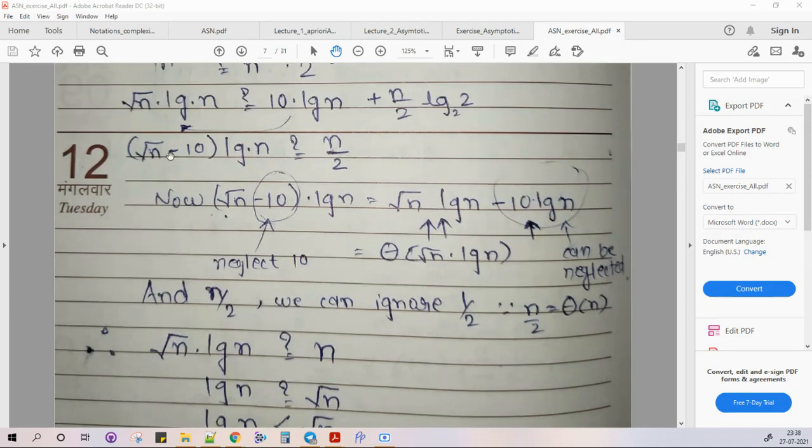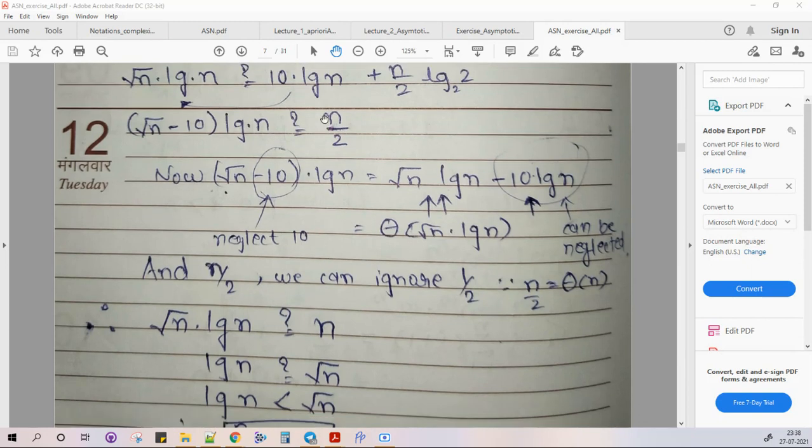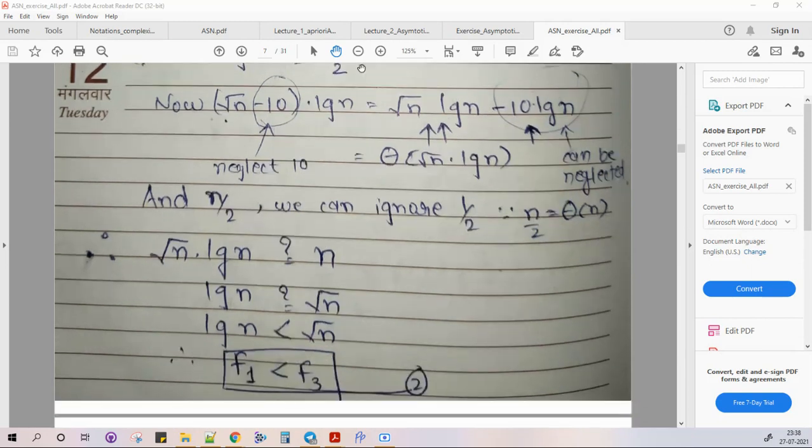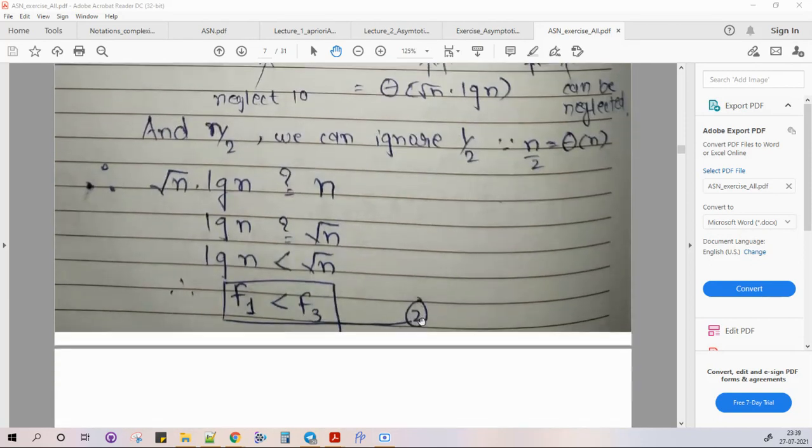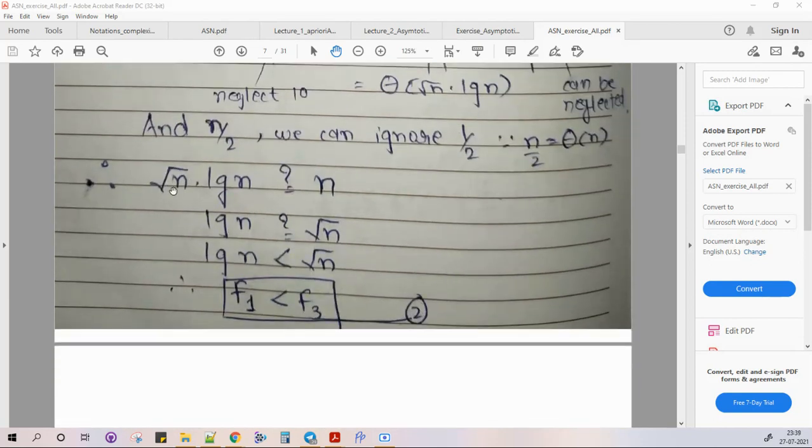So what we are basically comparing is root n log n. I can neglect this 10 and multiply root n into log n. So root n log n, and on the right hand side I am having n by 2, and this 1 by 2 is 1 by 2 multiplied by n, right? So 1 by 2 can be also neglected, right? So don't care about that constant term. So if you compare root n log n and n, now you can directly write that this n is greater than root n log n, or you can also simplify further.